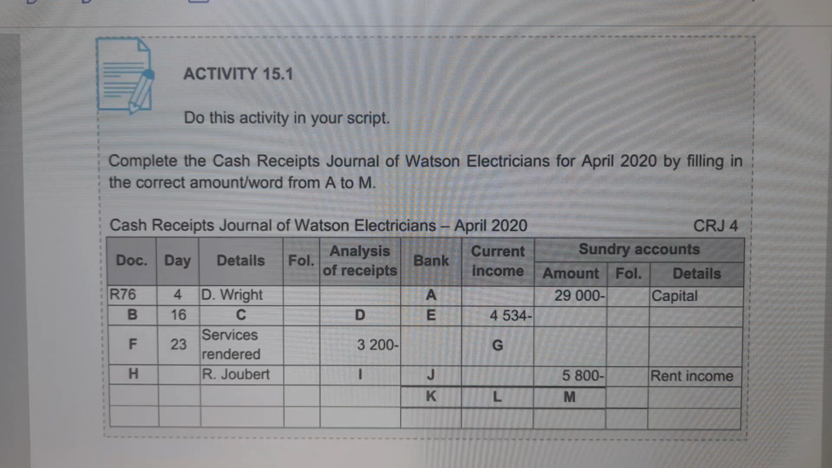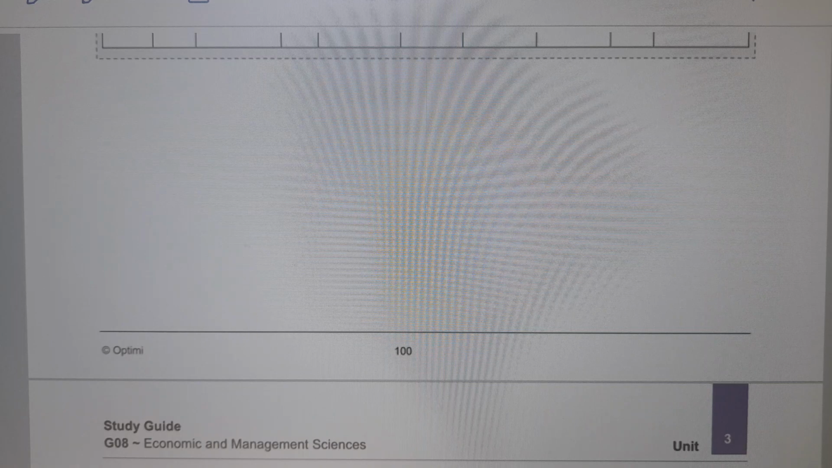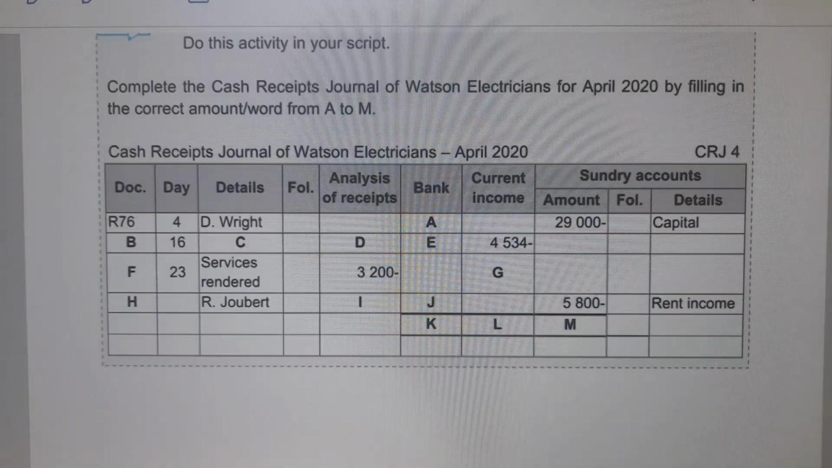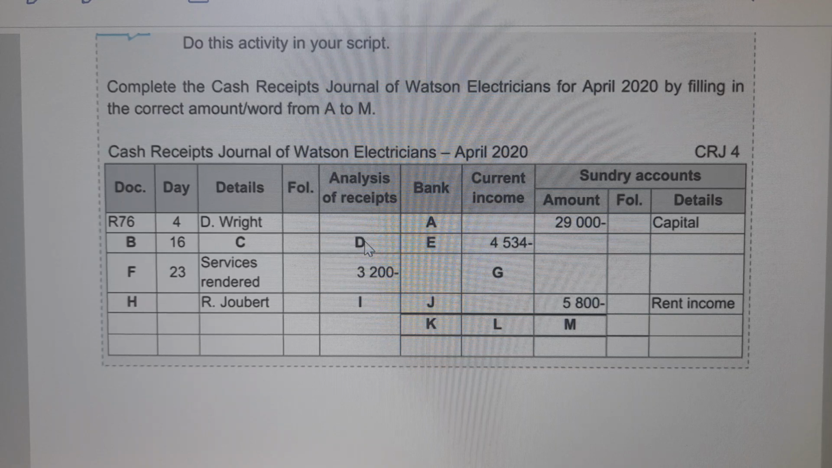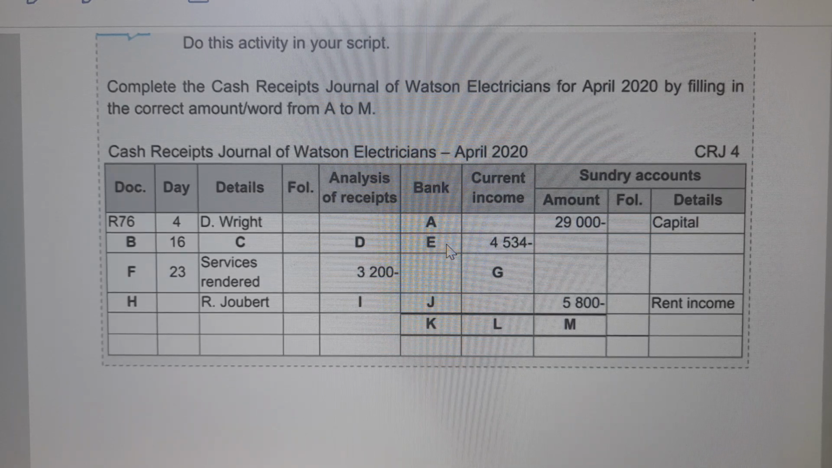Cash receipt journal of Watson Electrician. So there are no details, which means this is from the previous exercise that we have done. Okay, so here you would fill in the details, because it's under current income. It will be for the services rendered. And the analysis of receipt, it will be this amount. You will put it here, 4,534, and what goes into the bank is 4,534.